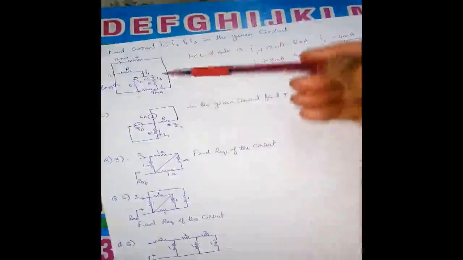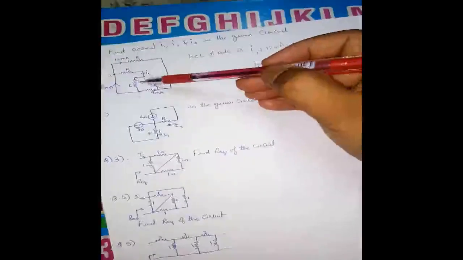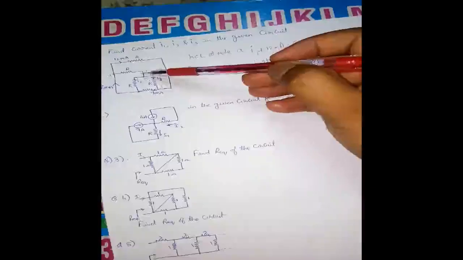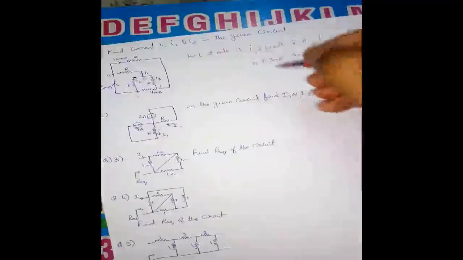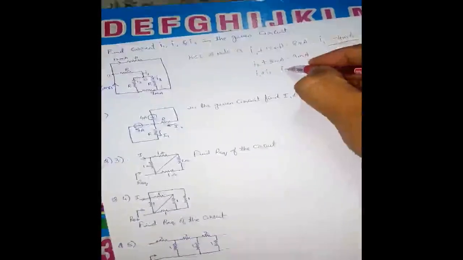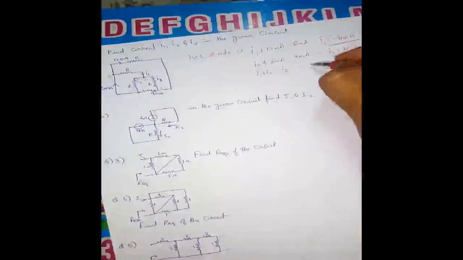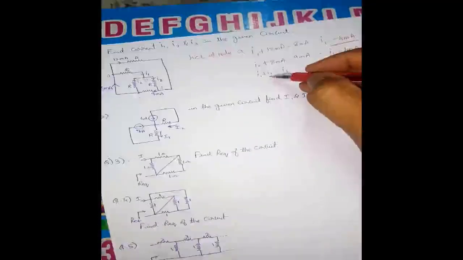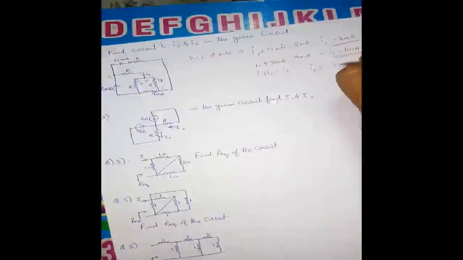Similarly, to get I3, you look at node B now. I1 is entering, I2 is entering, I3 is leaving. So when I add these two, that will be equal to the leaving current. So I1 plus I2 is going to give you the current I3. Therefore I3, by substituting I1 and I2, we get 1 plus minus 4, so it will be minus 3 milliamps. This is the solution for the first question. I hope it is clear for you now.